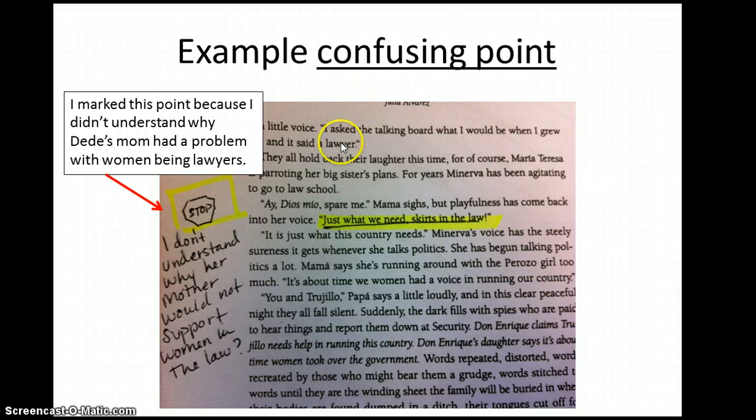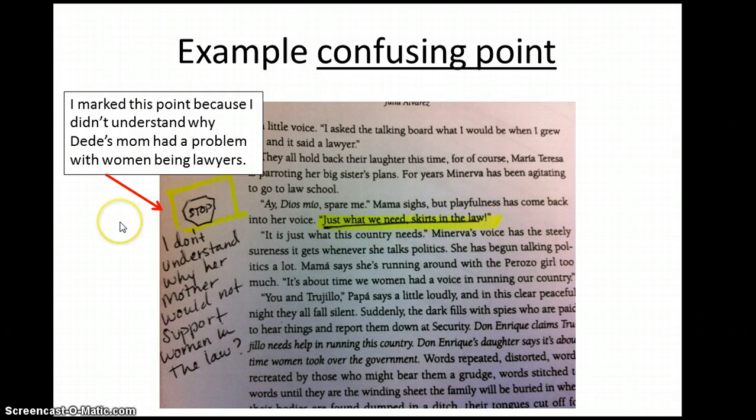I marked the point where Dede's mother mentions that she thinks it's ridiculous that Minerva wants to go study the law because, as she says, "Ay, Dios mío, spare me," Mama sighs, but playfulness has come back into her voice. "Just what we need, skirts in the law."